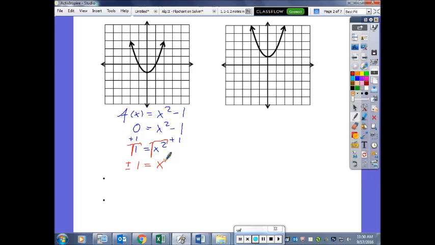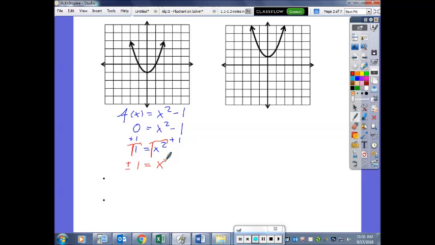Please always remember that when we take the square root of a number, we have to have a positive and a negative solution. Think about it. If you take positive 1 and multiply it by itself, the answer is 1. If you take negative 1 and multiply it by itself, the answer is also positive 1. So remember, always a positive and a negative solution.